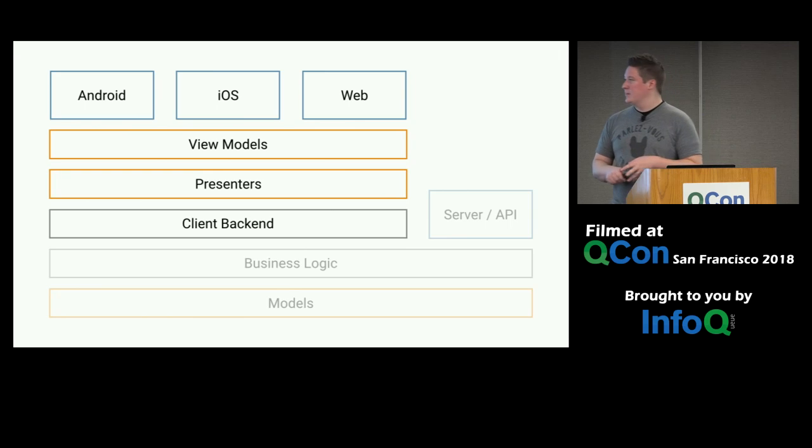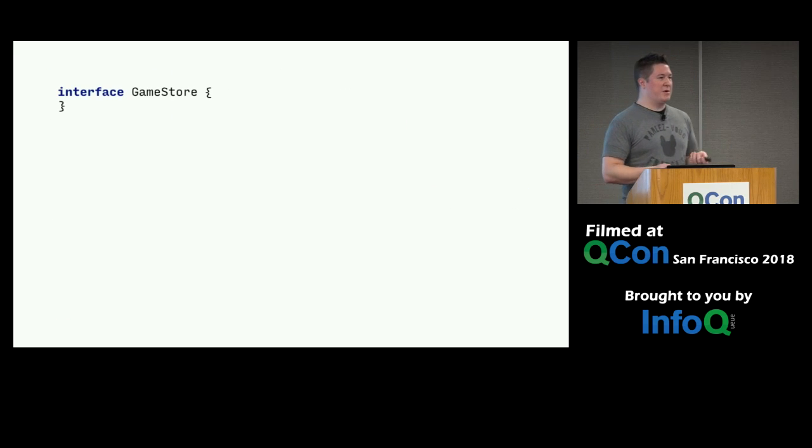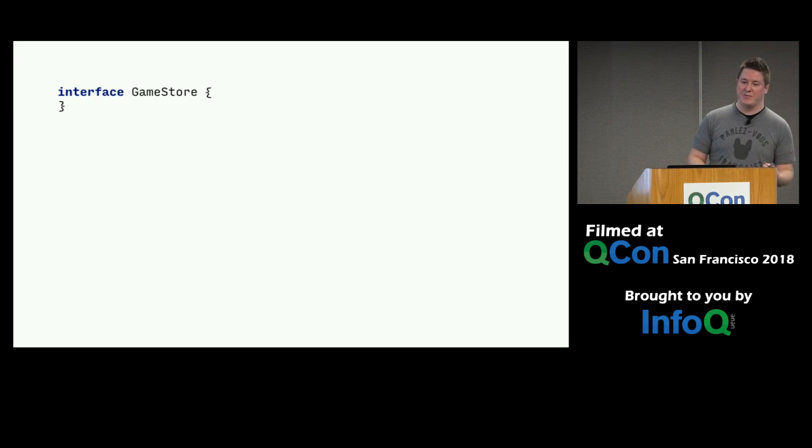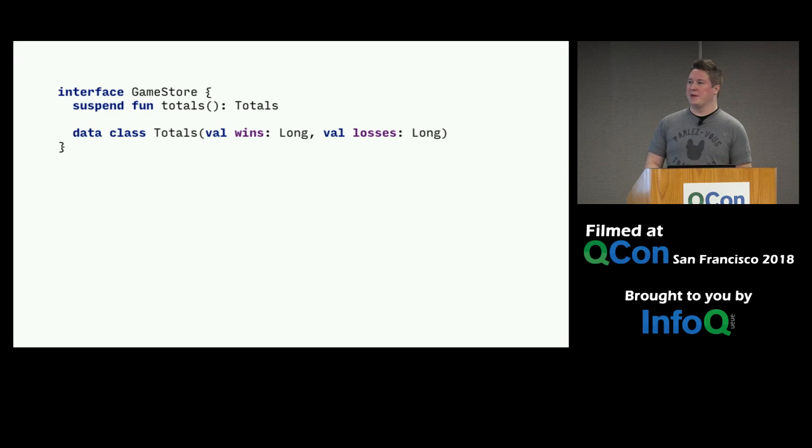But the client backend is where things get a little more interesting. So I've just been talking about dumb records that carry data and pure Kotlin logic in the presenters. The game store that I reference is persistence, and persistence is something very specific to each platform. And now we can get into the difference between platform independent and platform dependent Kotlin. So we start with an interface.